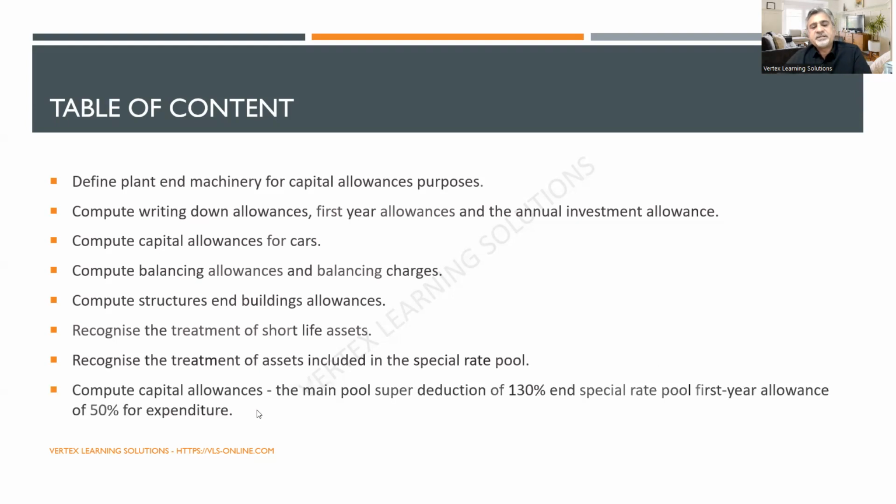Compute capital allowances, the main pool, super deduction of 130% and special rate pool. This is something which has come new, like 2 years ago. It came into the syllabus. We call it super deduction. So not really difficult. I will explain that also. So these are all the topics which we are going to discuss.